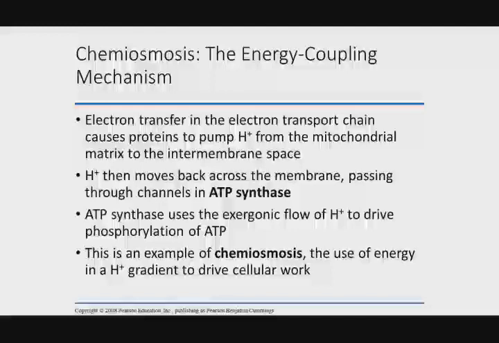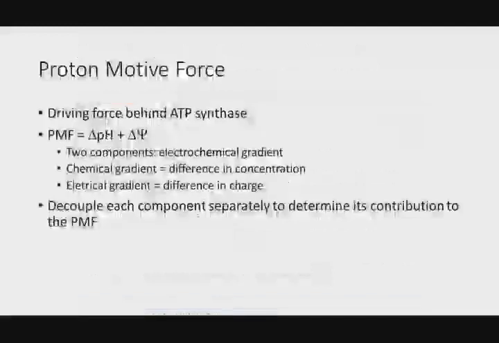Second law of thermodynamics: things going from regions of high concentration to regions of low concentration, right? From regions of high stability, or sorry, high order to low order, headed towards equilibrium. So we call this chemiosmosis, the use of that proton gradient to drive cellular work.